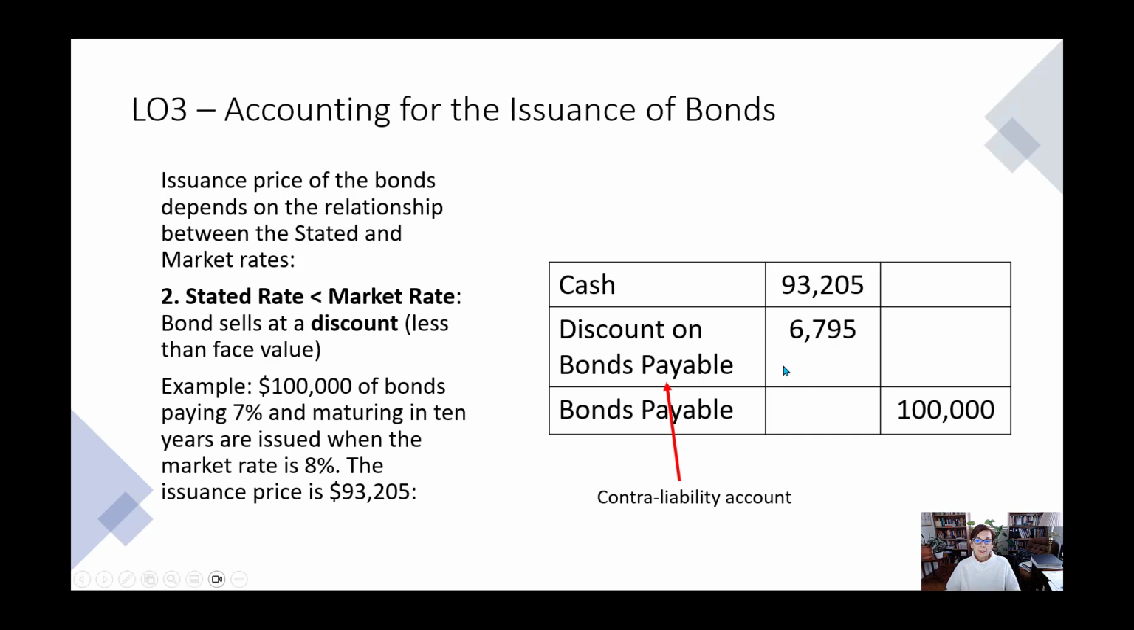So in time, over the course of the 10 years, this $67.95 is going to get smaller and smaller and smaller because it's going to be taken into interest expense. Because in effect, this is additional interest expense the company is incurring.